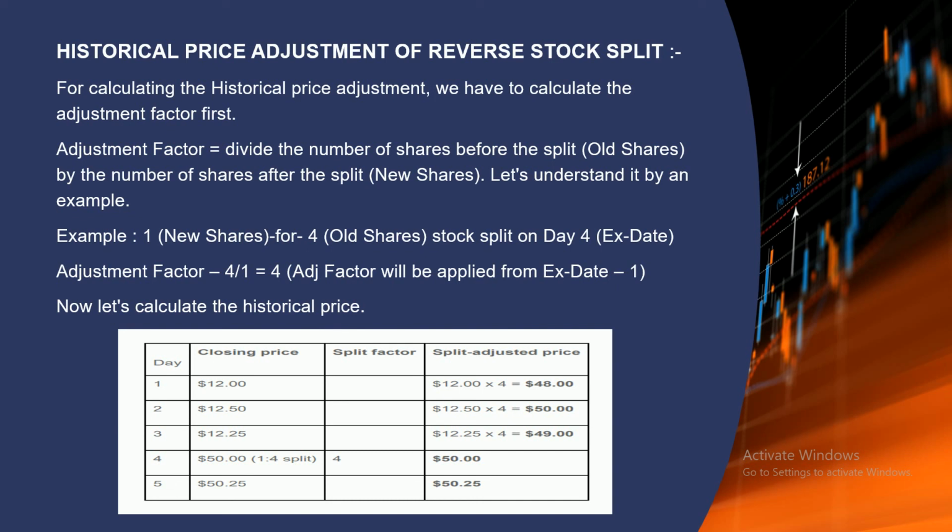Again, for calculating the adjusted price, we must calculate the adjustment factor. Here we take the example of a 1 for 4 reverse stock split. We will divide the number of shares before the stock split, which is old shares, by the number of shares after the stock split, which is also called new shares. So it's 4 divided by 1, which comes to 4 as the adjustment factor. Now we will multiply the price with the adjustment factor. 12.25 multiplied by 4 is equal to 49. So the closing price will be 49.